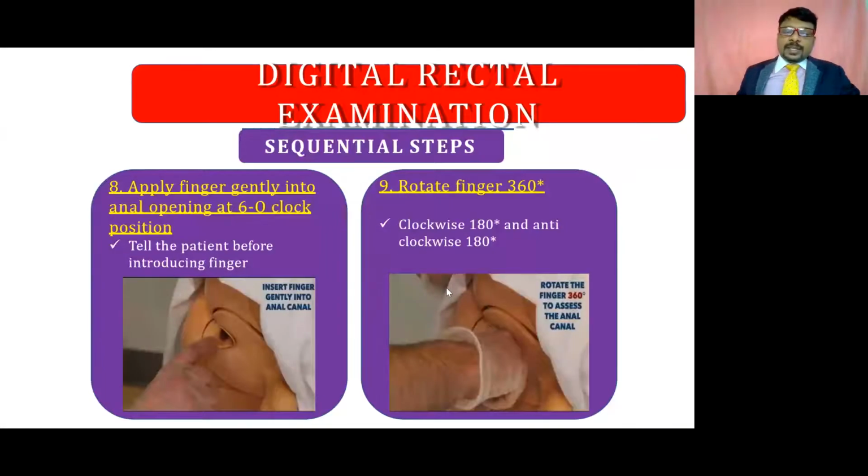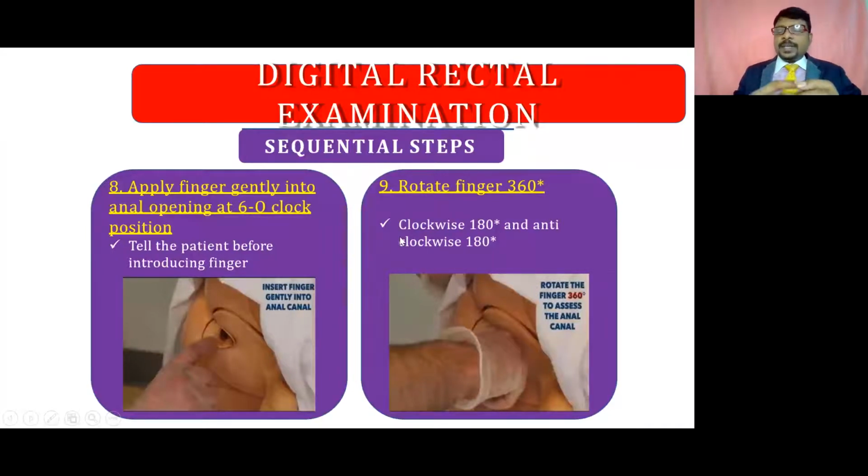The eighth step is to apply the finger gently into the anal opening at the 6 o'clock position. The 6 o'clock position means where the number six would be on a clock. The index finger has to be inserted into the anus and checked through 180 degrees, both clockwise and anti-clockwise. If we check the rotations to the right, clockwise and also anti-clockwise, only then can we easily find any abnormality in the anal region.